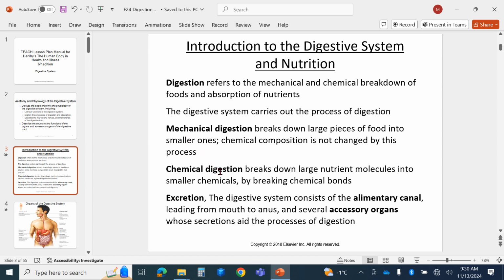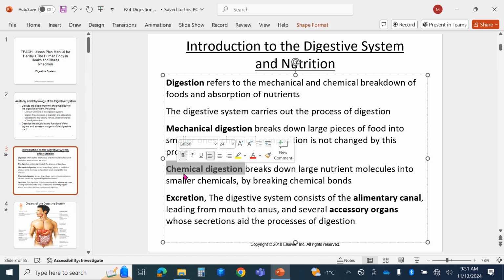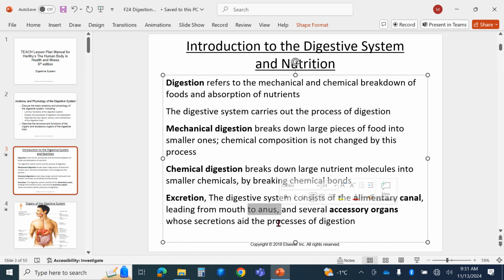Chemical, like once it enters the stomach, the chemistry of it is starting to change, where you're breaking larger macromolecules into smaller ones, like protein down into amino acids. There, the chemistry has been changed. Finally, excretion. Okay, all the things that we do not need from our food all get excreted out. Okay, we'll get there.